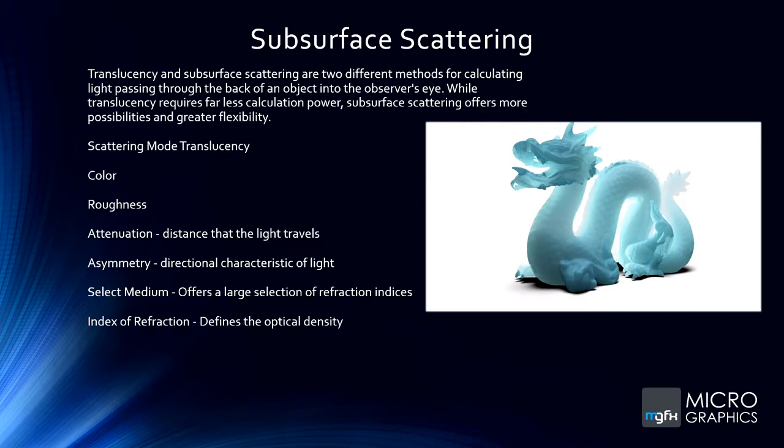And so some of the things that you can change and play around with inside it are the color, the roughness, attenuation, which is the distance that the light travels through the surface, asymmetry, which is the directional characteristics of the light, so how it is coming into the material, the medium, so how the thing is going to react. And when we're talking about it just now, you'll notice what I mean about the refractions. And then the index of refraction, so how much it is going to bend through the material depending on the density of the material.